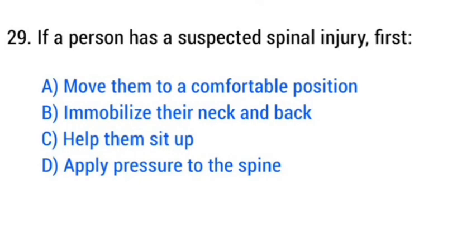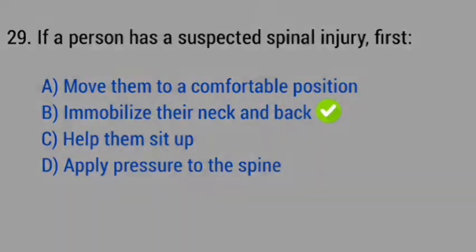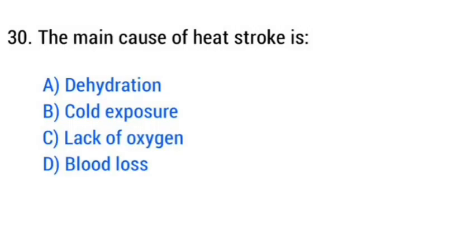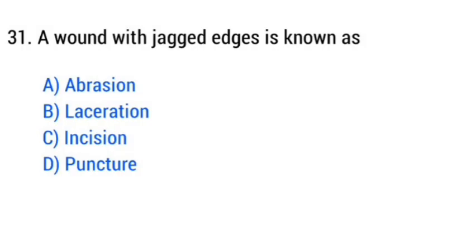If a person has a suspected spinal injury, first: move them to a comfortable position, immobilize their neck and back, help them sit up, apply pressure to the spine. Right answer B. The main cause of heat stroke is: dehydration, cold exposure, lack of oxygen, blood loss. Right answer A. Dehydration. A wound with jagged edges is known as: abrasion, laceration, incision, or puncture.